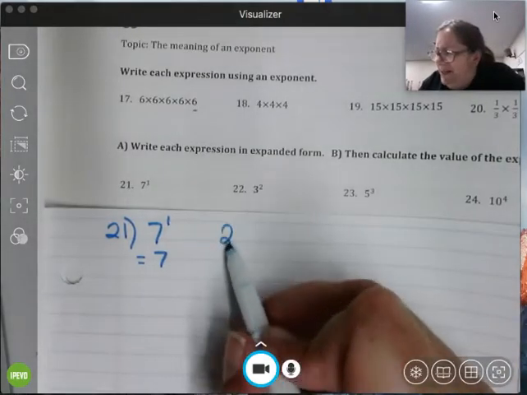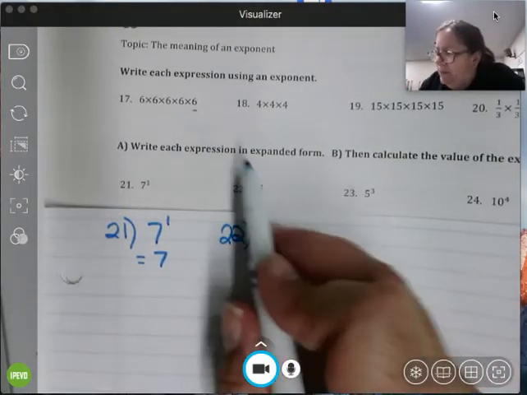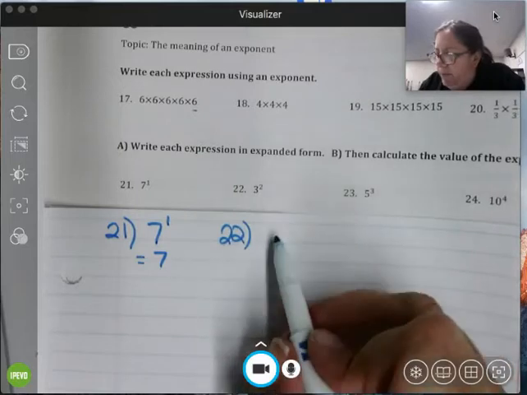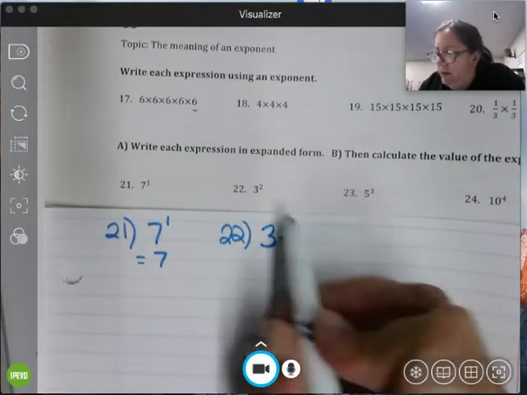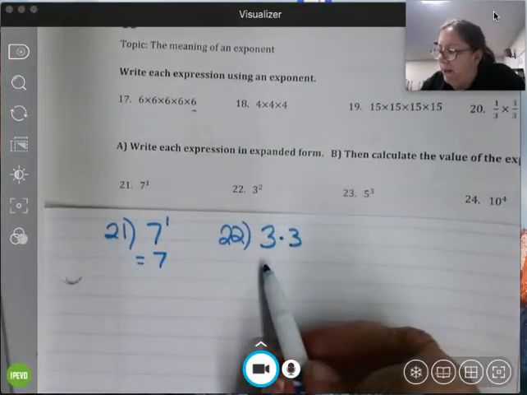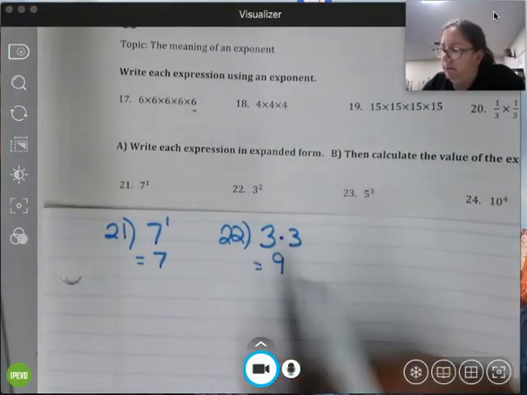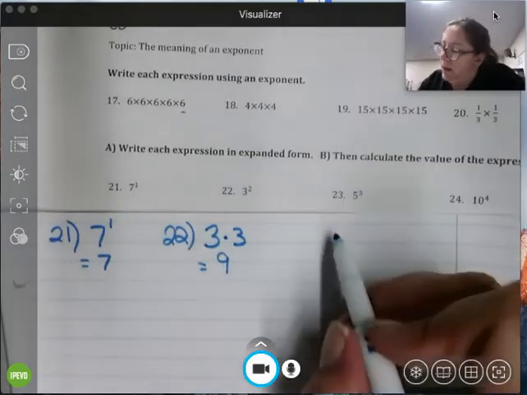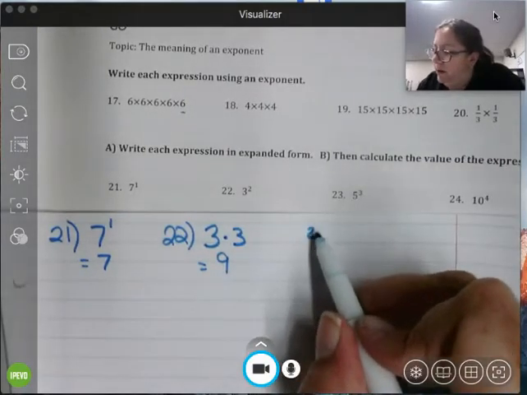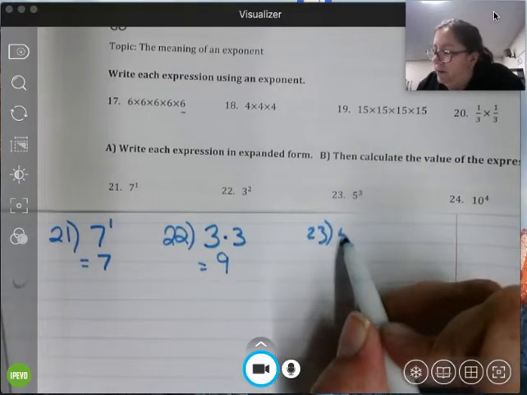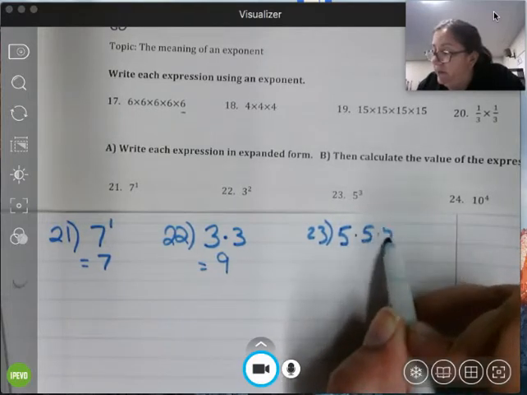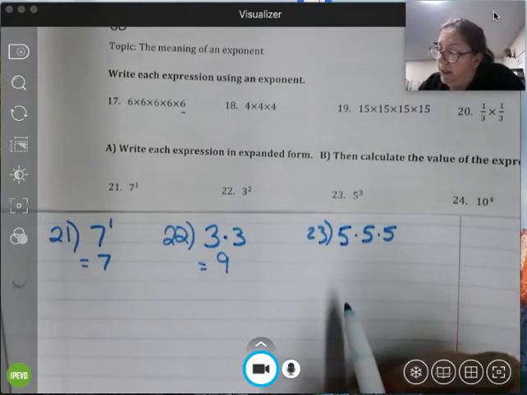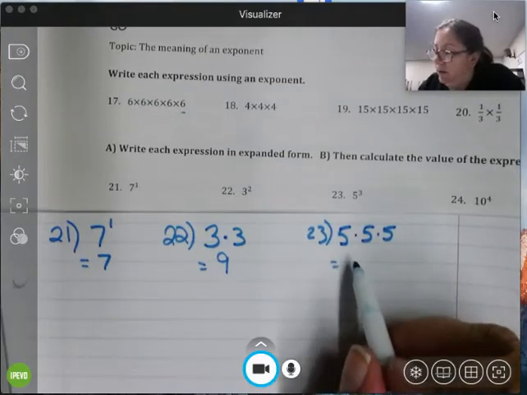Then number 22, expanded form means you want to write that 3 times 3. So we're going backwards. And then you want to write what it equals. Equals 9. 23, the expanded form is 5 times itself 3 times. 5 times 5 times 5. And then you multiply that out. I'll let you do that. And you get 125.